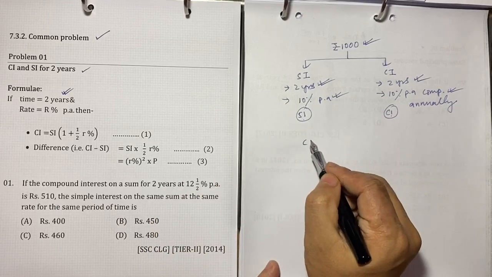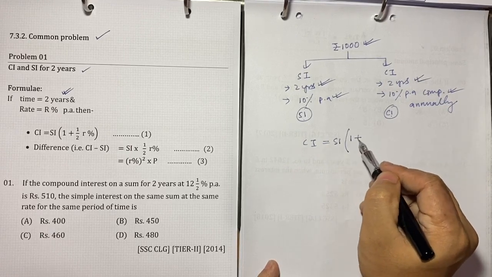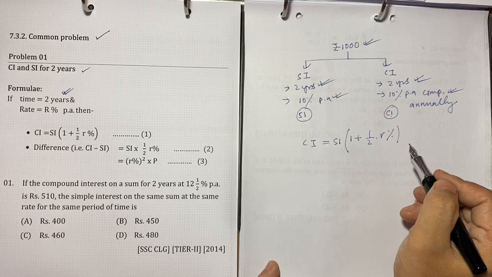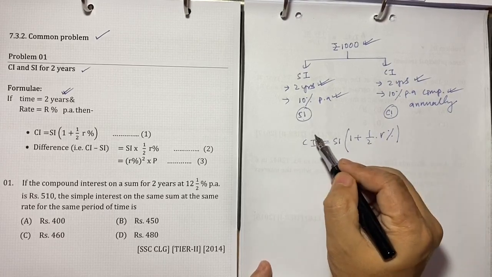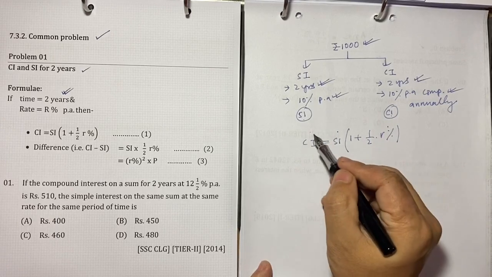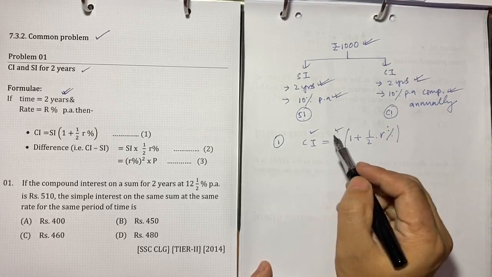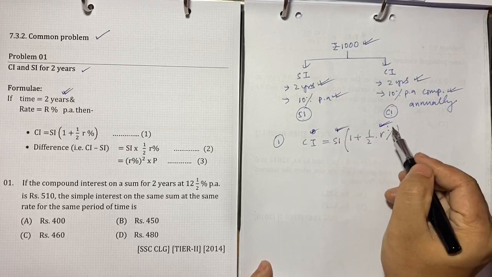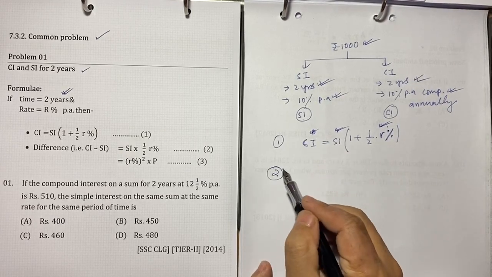Formula 1: compound interest equal to simple interest into (1 plus half of r%). This is formula number 1. For example, if the simple interest and the rate r% are given, you can find the compound interest. This is formula number 2.